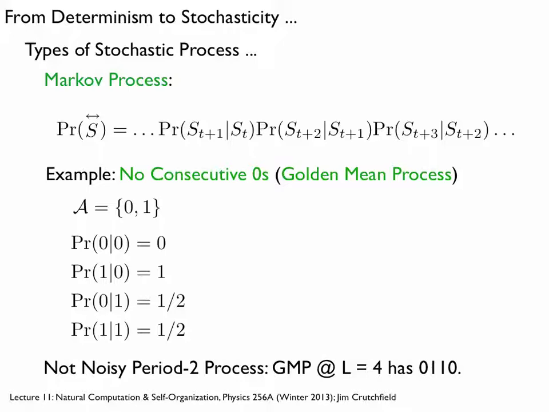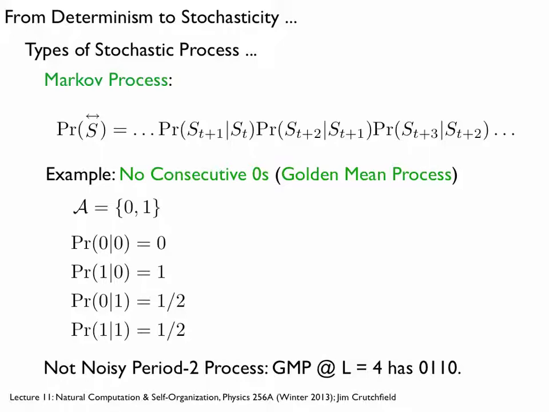Here's another process that cannot generate 2 zeros in a row. It's called the golden mean process. This will be a good friend of ours after several lectures. Again, binary alphabet. And what I do to specify this is this sequence of 4 conditional probability distributions. Well, I can't generate 2 zeros in a row, so the probability of seeing a 0, if I saw a 0 before, is 0. And then I've assigned these probabilities, assuming the consistency conditions and so on.